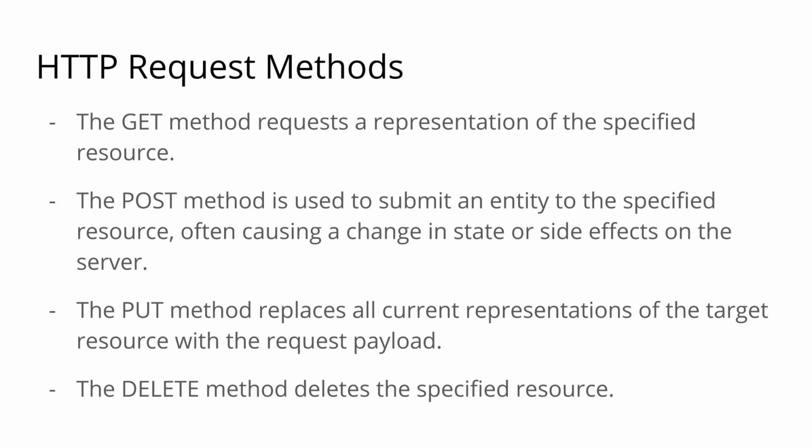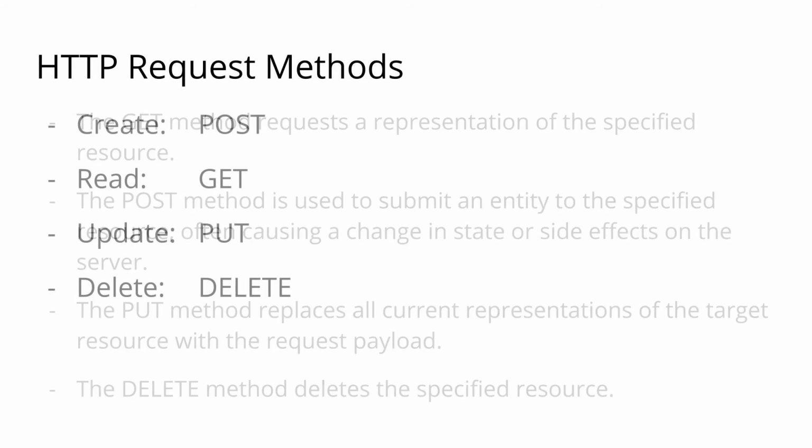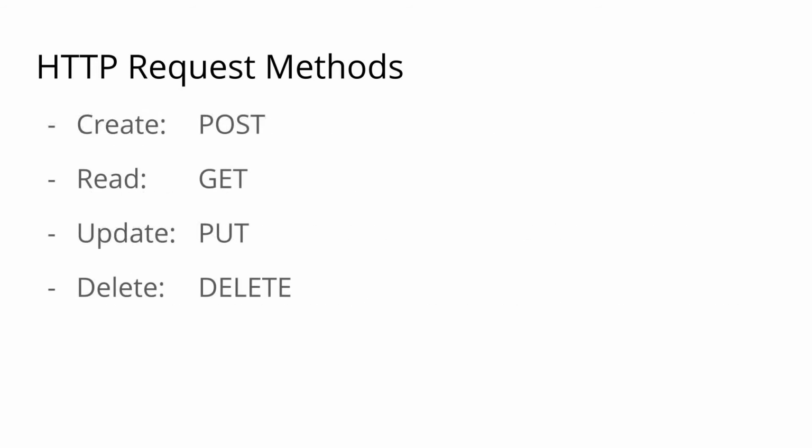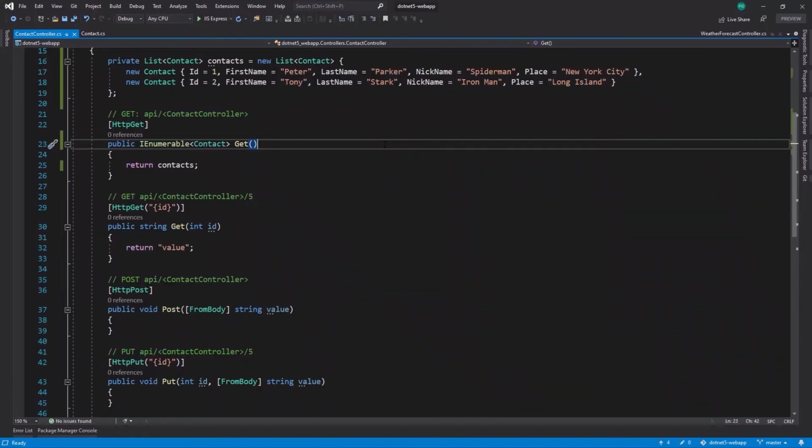Now, how do the CRUD, create, read, update, delete operations match with the HTTP request methods in general? Maybe you know it already. To create an object, you would use post. Reading an object is done with a get call, updating with put, and deleting, well, with delete of course. So now you know. This HTTP get attribute tells the controller that the coming up method is a get method.